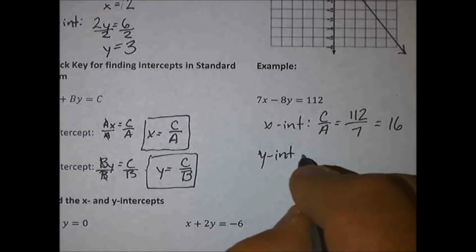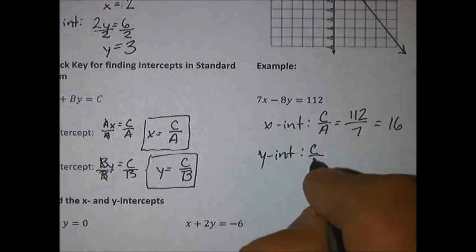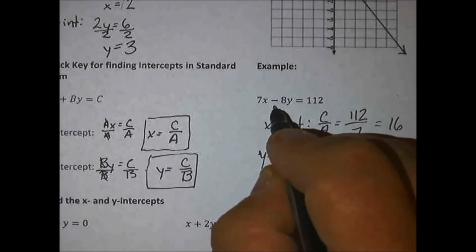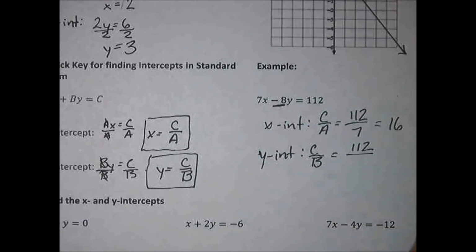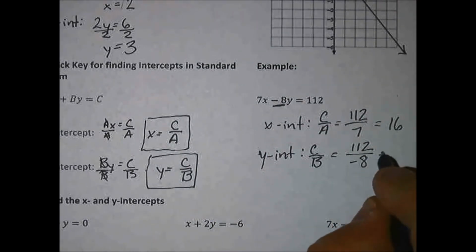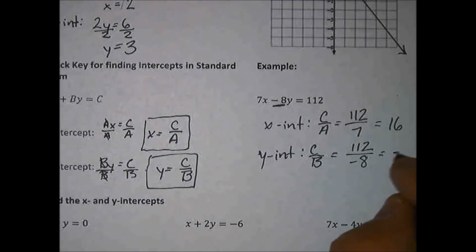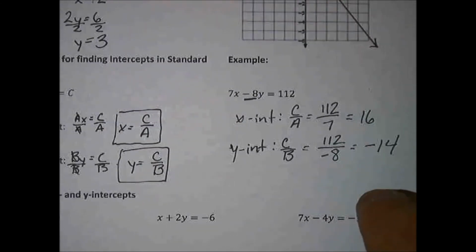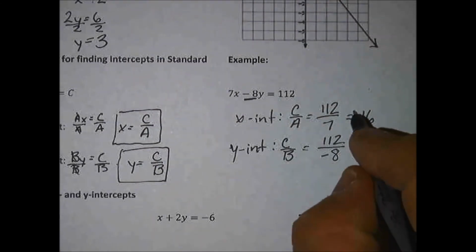Y-intercept, that's going to be C over B. 112 over, hold up, we have a negative 8 here. That's not just a positive 8, that is a negative 8. And that's going to give us a negative 14. So those are my answers there.